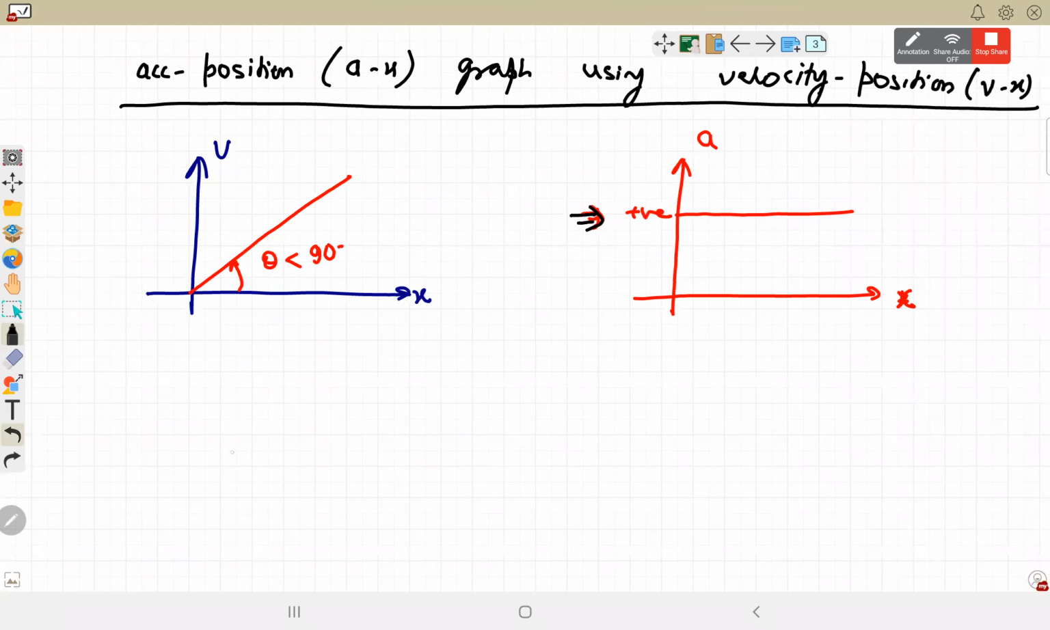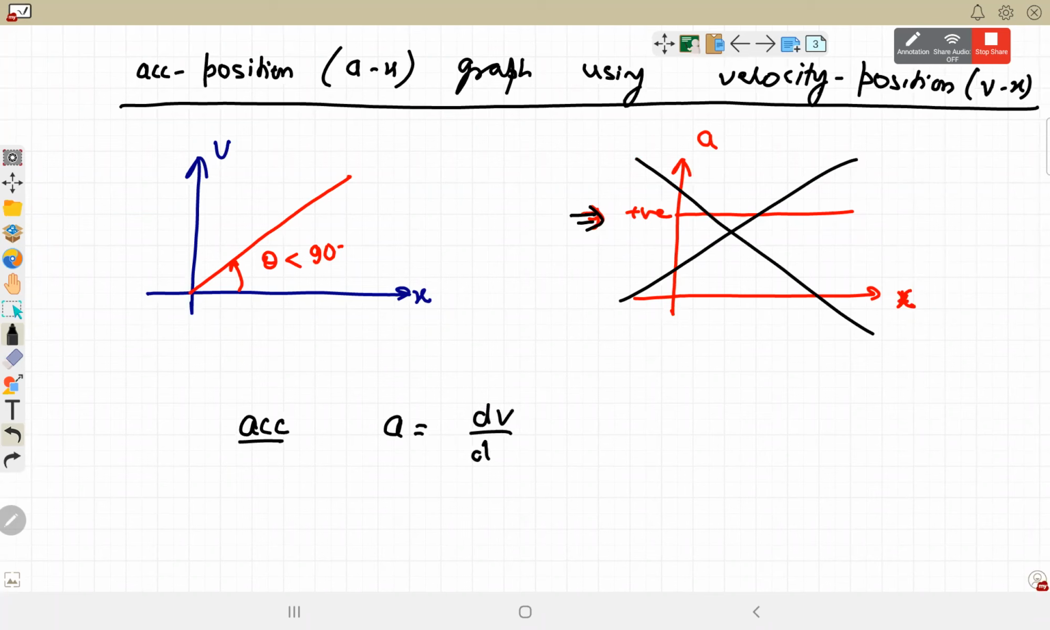Why not? Because when we write the equation in terms of x, it's not just dv by dx. That would have been the case when it is directly the slope. But a is not dv by dx. A is dv by dt, the slope of the velocity-time graph. When we convert this into x, we multiply by dx divided by dx, and the expression becomes v into dv by dx. So in this conversion, we cannot directly say that it is a straight line making an angle less than 90, so it will be constant and positive.